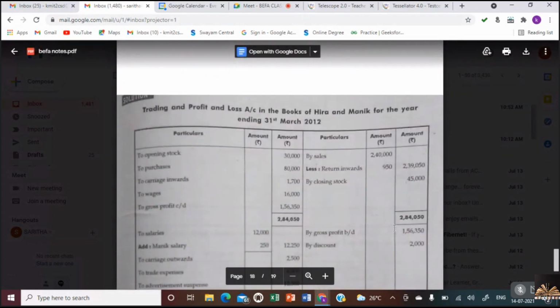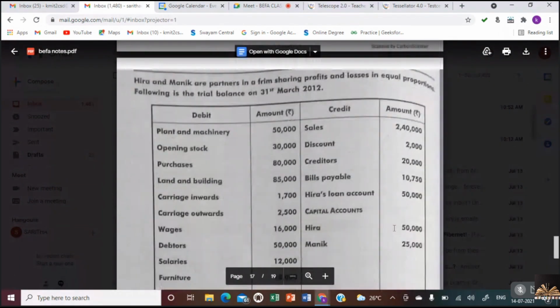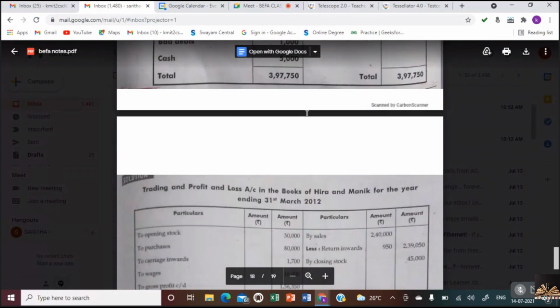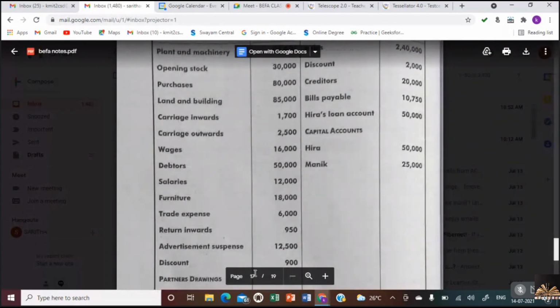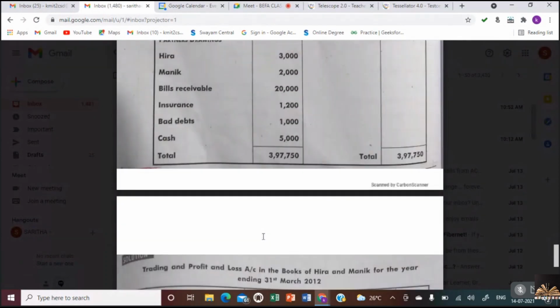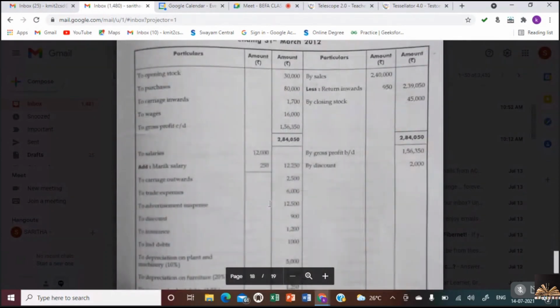Okay. See, opening stock is given here. How much is the opening stock? 30,000. So 30,000 is the opening stock. Then purchases 80,000, carriage inwards, wages. Sales returns are there, 950. Return inwards and sales returns, return outwards and purchase returns.